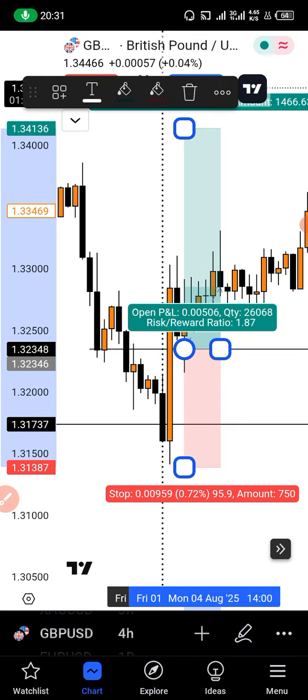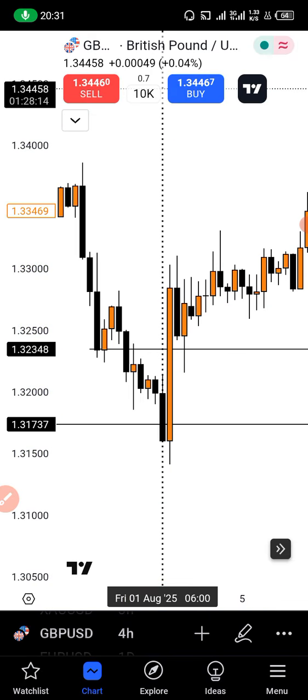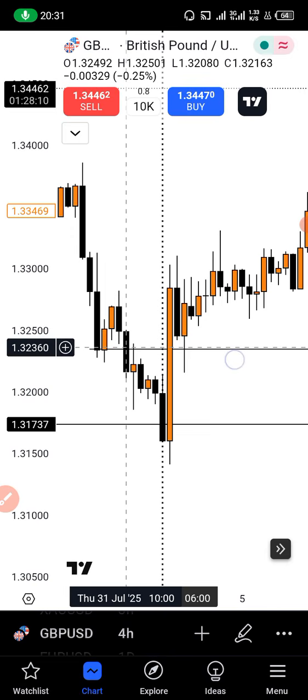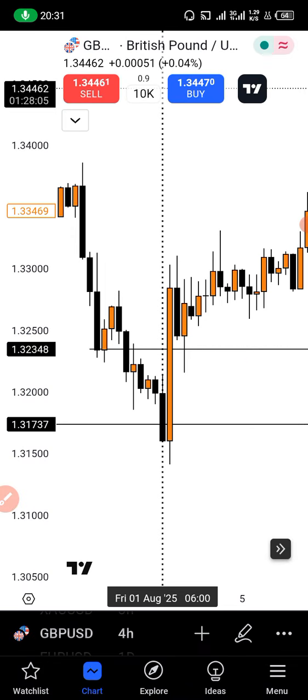And if you want to see the amount of pips that this exposes you to, you can check. That's about 95 if I'm correct. What if I was entering from here? This is just a rough entry. I call it a rough entry.